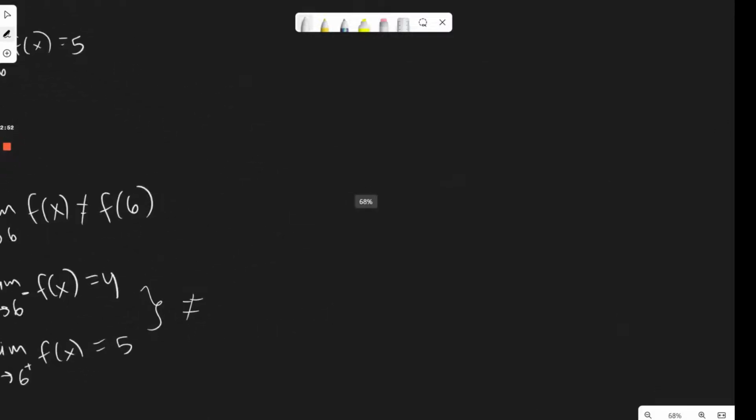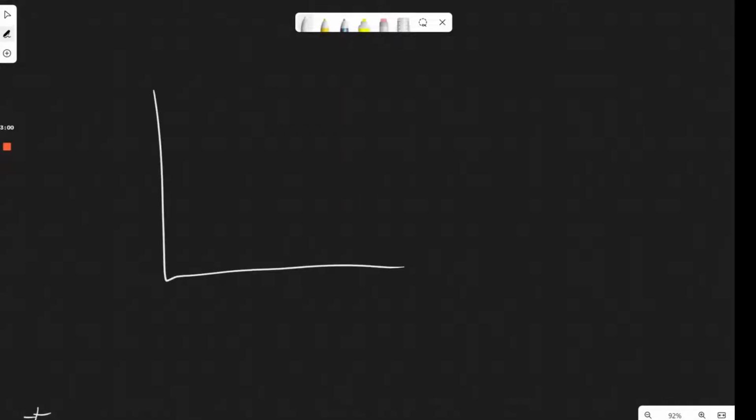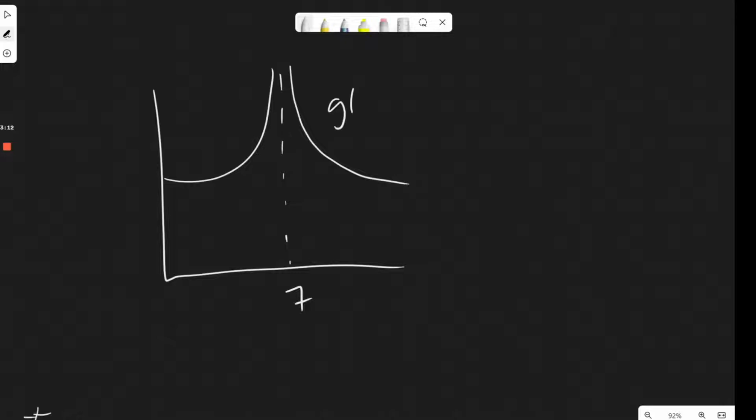Now, there are a few other scenarios when limits don't exist, a big one being asymptotes. A lot of times people will think about this as the limit approaching infinity. But when limits approach infinity, they don't actually exist because infinity isn't really a number. So, let's say this was 7, and this is g of x. So, the limit as x approaches 7 of g of x. Now, technically, yes, the left side is approaching infinity. It's going up.